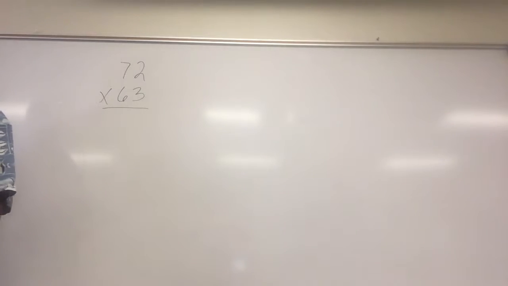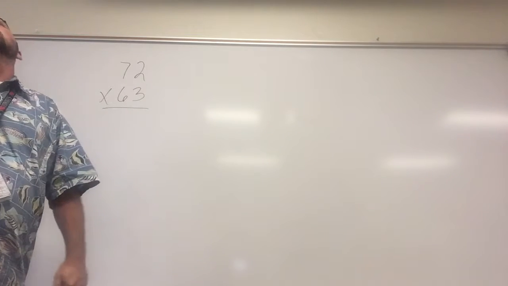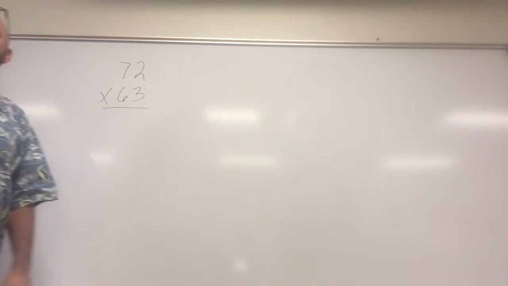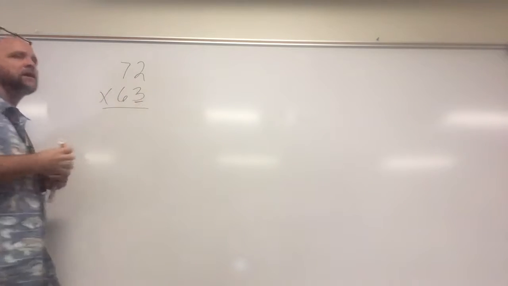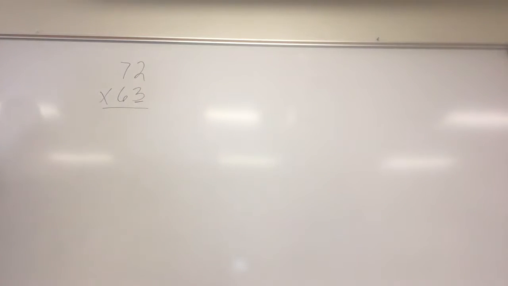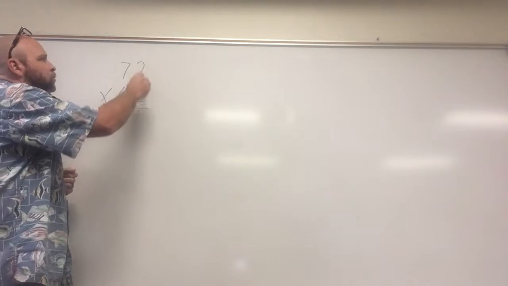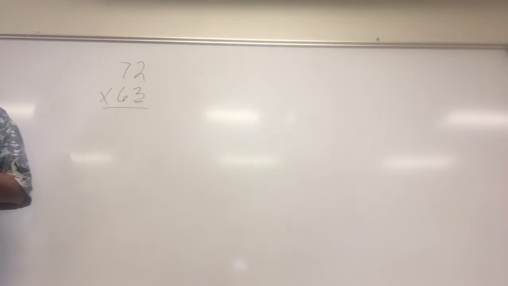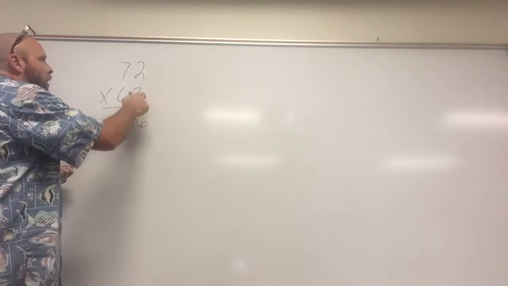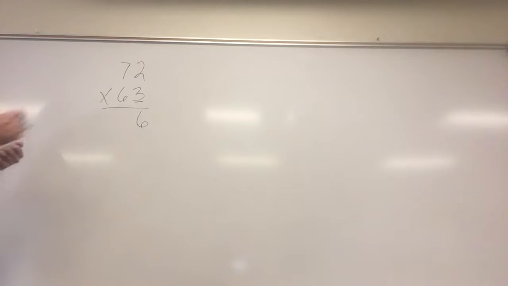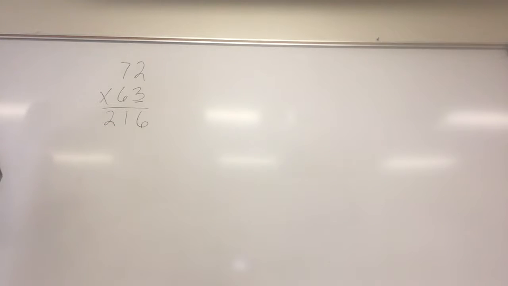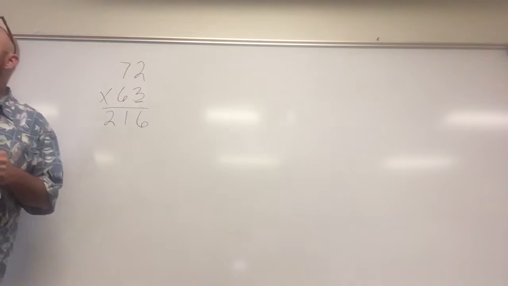When we do this, we always, and the rock means always, start with our ones place. So we take our ones place in the second factor, which in this case is a 3, and I multiply that ones place times ones place times tens place. So what's 3 times 2? 6. And what's 3 times 7? 21. I have nothing to carry, so this is 216.